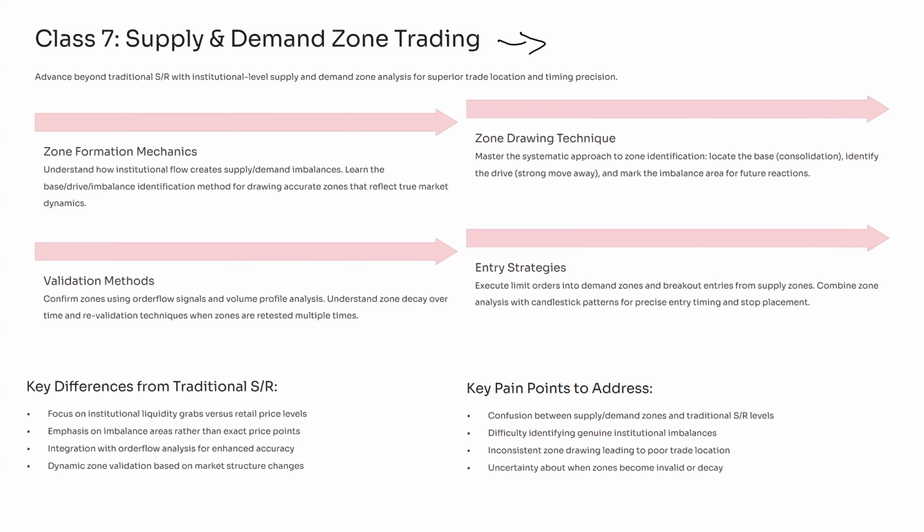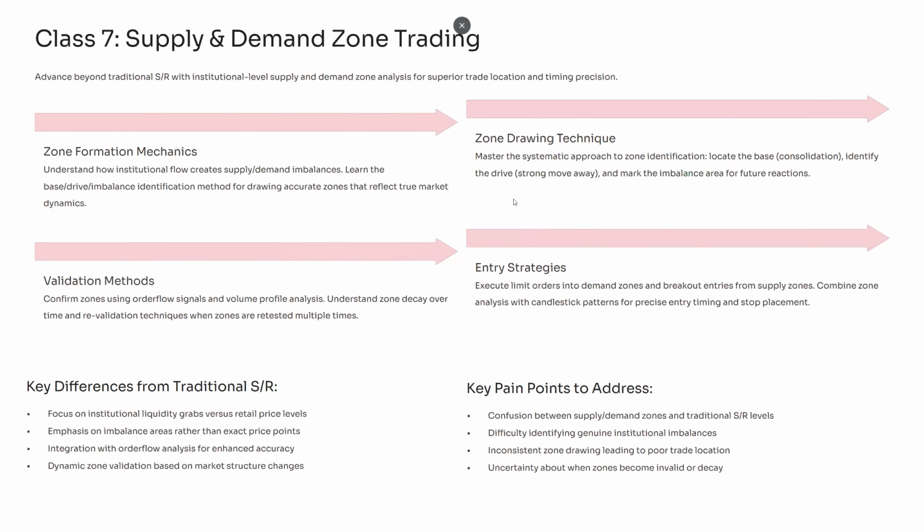In today's class, we are going to go over multiple things, starting with zones and the mechanics: how does supply and demand actually work? Then we're going into how we draw them. There are a lot of problems with people drawing zones that are too big. How do we validate the zones? And then how do we actually take trades based off of those?